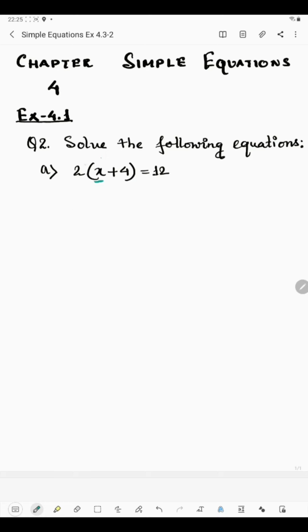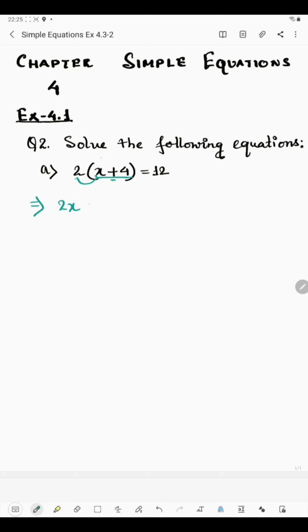Here after 2 no sign is given and then we have a bracket. That means 2 is multiplied by the whole thing. If you consider this as a number, then 2 is multiplied by this number, which is equal to 12. Okay, now let's check how to solve this equation. So see, 2 is multiplied by x, 2 is multiplied by the whole thing. So 2 into x is 2x.